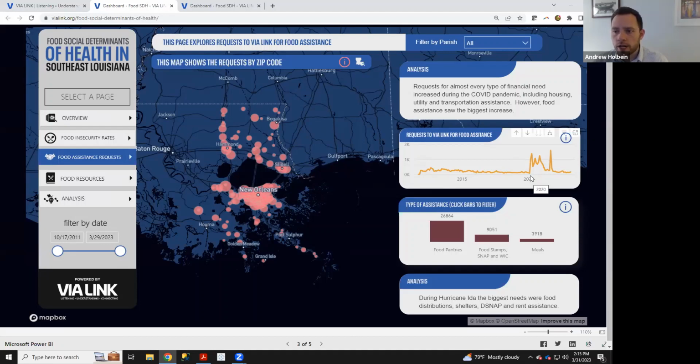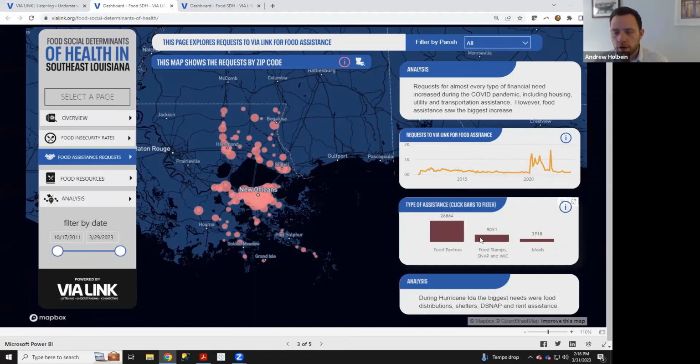Then obviously that changed in March and April of 2020 with COVID starting. So we saw a very large increase in people needing that type of assistance. It dropped down and then reached its peak in the month after Hurricane Ida. This summarizes the type of assistance that people were looking for. Food pantries is the biggest category of food needs, followed by government benefits, and then meals.